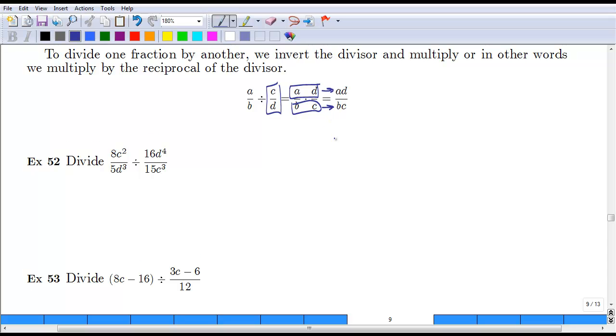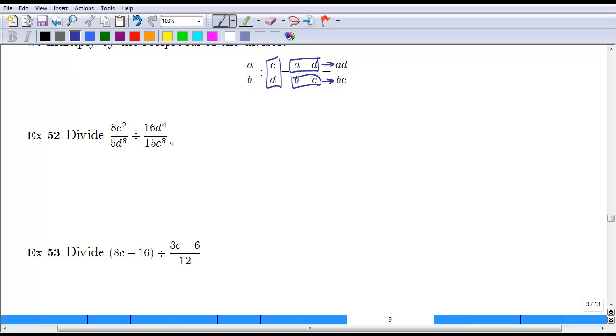So let's try a few examples. In this case, we have 8c squared over 5d cubed, and we are dividing by our second fraction, so we will multiply by the reciprocal. When we multiply by the reciprocal, we end up with 15c cubed over 16d to the fourth when we flip that over. And now we can simplify.